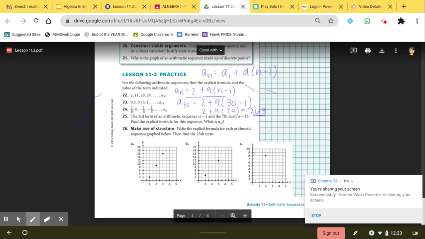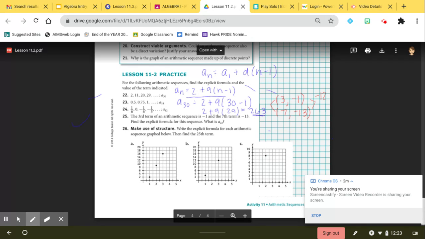Okay, the next one I'm going to do is 25, and it's: the third term of an arithmetic sequence is -1, and the seventh term is -13. I'm going to change my pen color. So that means I know that when n or x is 3, y is -1. And then when x is 7, y is -13. And we found out that the slope and the common difference are the same thing. So I'm just going to find the common difference between these. So we go down by 12.